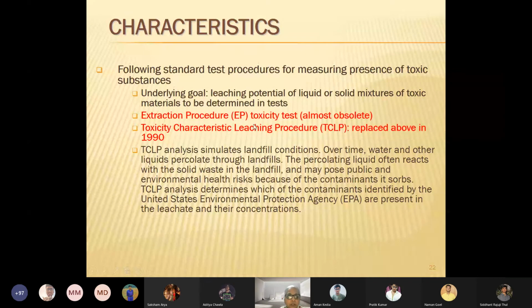So over time, water and other liquids will percolate through the landfills. This percolating liquid will react with the solid waste that is there in the landfill, and if it goes untreated either into the surface water bodies or into the groundwater, it can pose public or environmental problems. So this is the underlying goal of ensuring whatever is there in the leachate is treated before it is discharged.